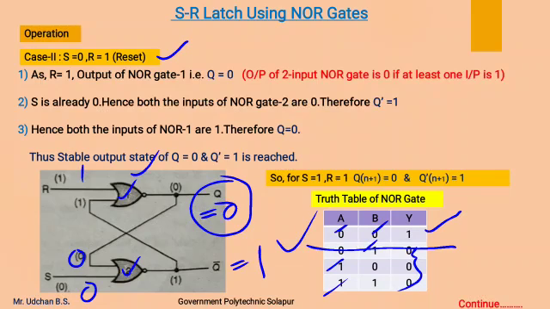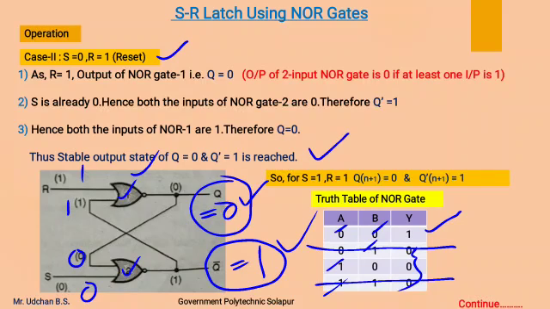Now hence, as Q complement becomes 1, another input of this NOR gate will be 1. Therefore both the inputs of NOR gate 1 are now 1. Therefore Q will be 0. For 1 1, output of NOR gate is 0. Thus stable output state of Q equal to 0 and Q complement equal to 1 is reached.